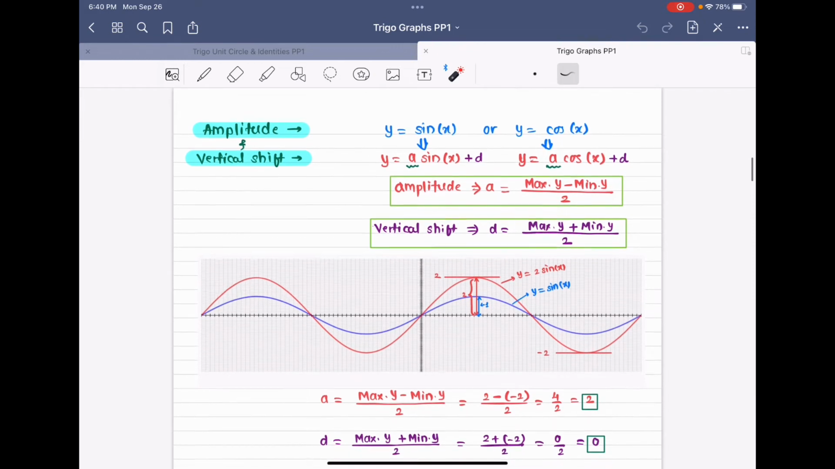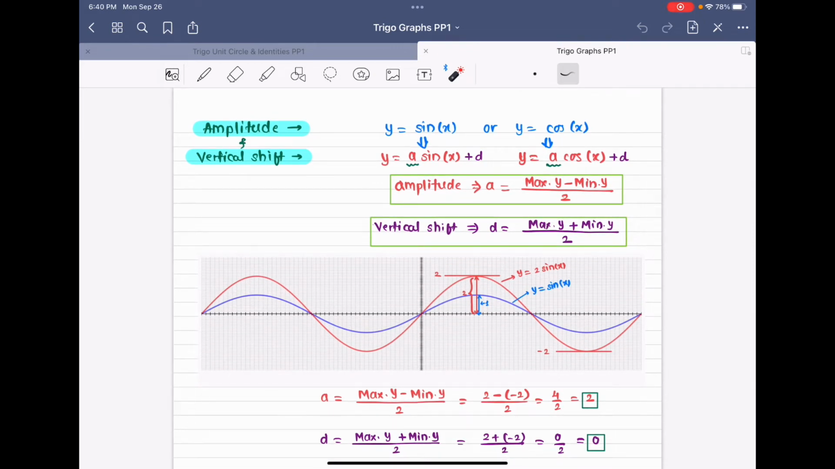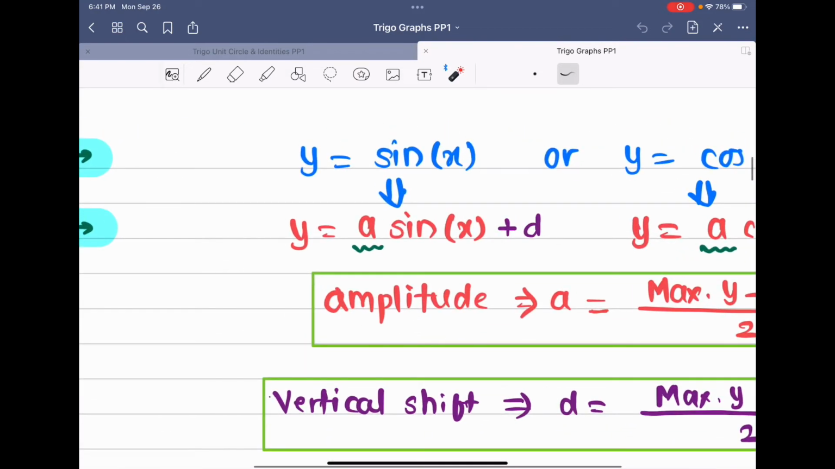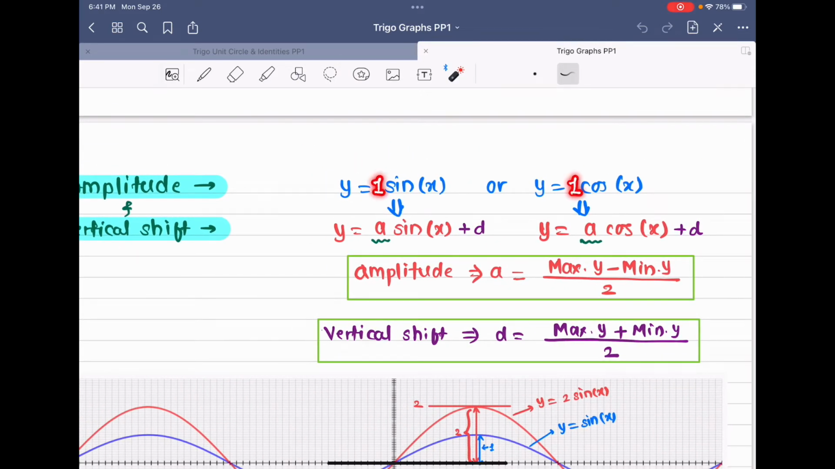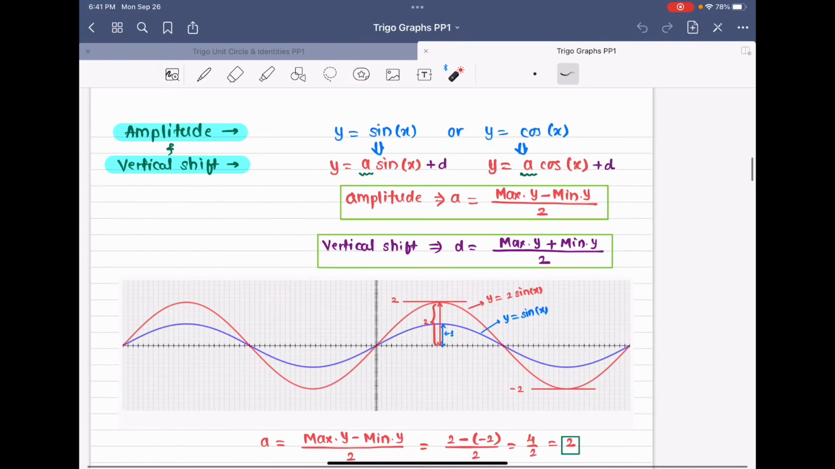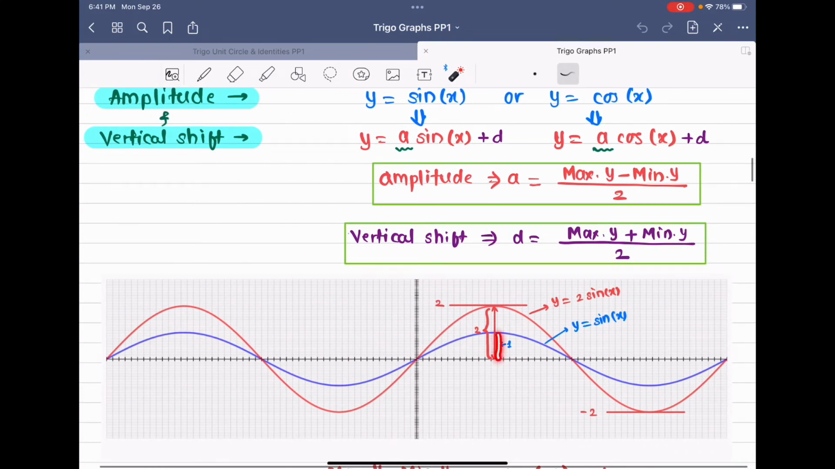Now let's move ahead and find out the amplitude. I'm taking again sine x or cos x. The rules apply the same for both curves. If y is equal to sine x, and now I'm writing y is equal to a sine x plus d, or y is equal to a cos x plus d. Right now the sine x multiplier is nothing but a 1, or cos x multiplier is nothing but 1. So 1 is your amplitude. That is why sine x maximum value is +1 and minimum value is -1. You can see here, this is +1 and this is -1.